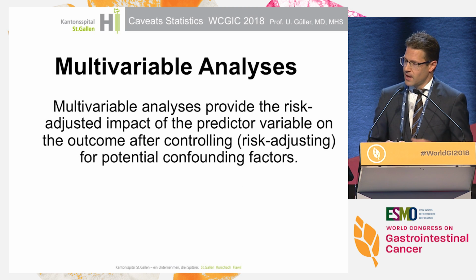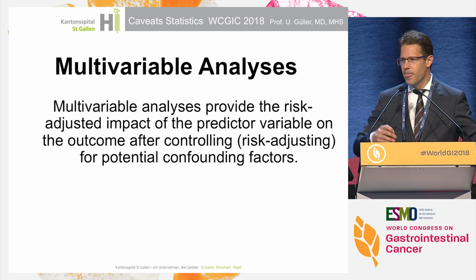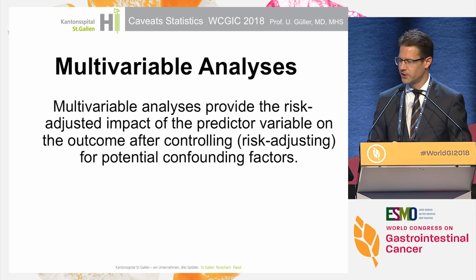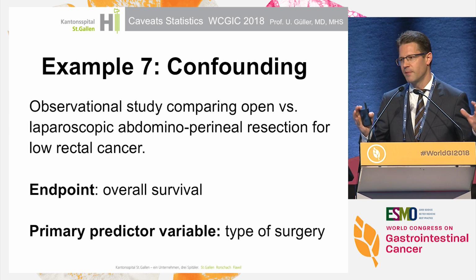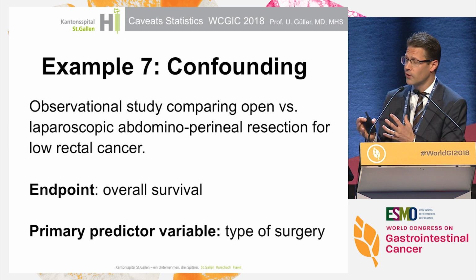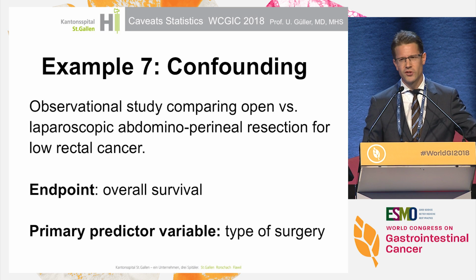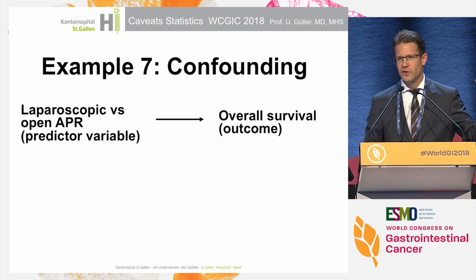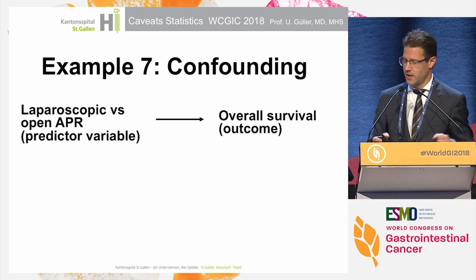to go. Multivariable analysis provides the risk-adjusted impact of the predictive variable on the outcome after controlling, after risk-adjusting for putative confounding factors. I want to give you an example. Let's say we're performing an observational study comparing open versus laparoscopic abdominal perineal resection for low-lying rectal cancer. And the endpoint is overall survival, and the primary predictor is the technique, laparoscopic versus open APR. So here's the setting: laparoscopic versus open abdominal perineal resection, primary predictor variable. Overall survival is the primary outcome.